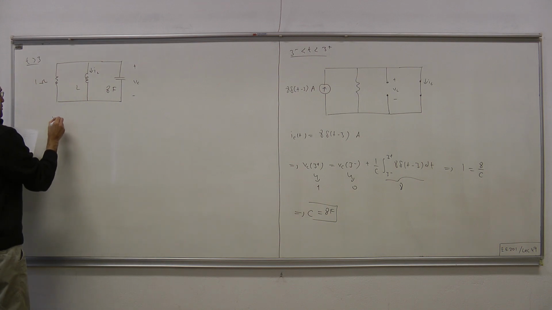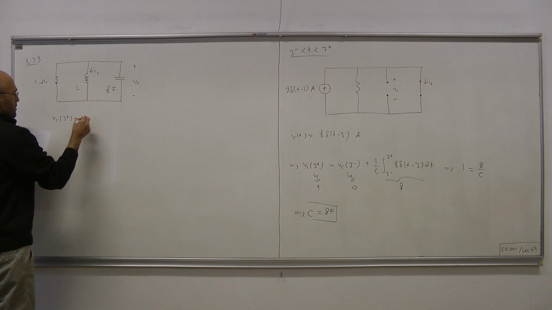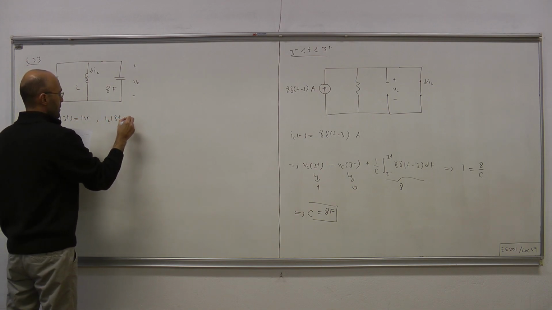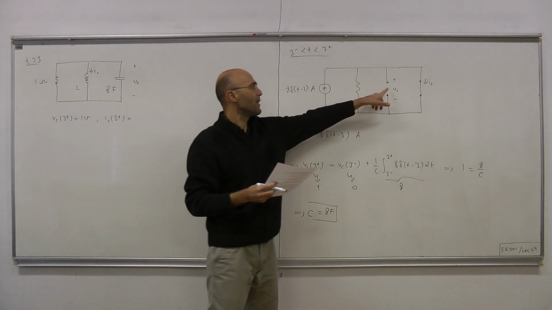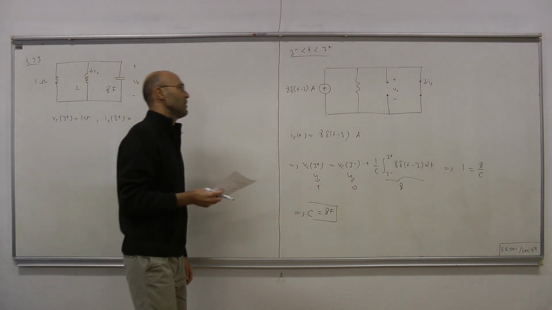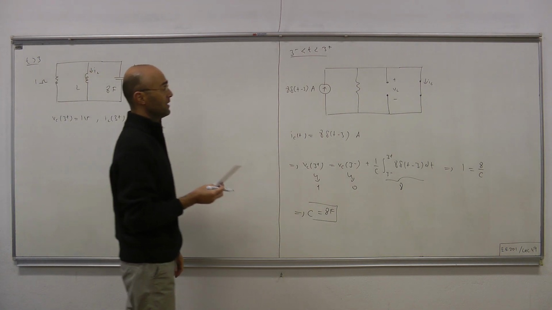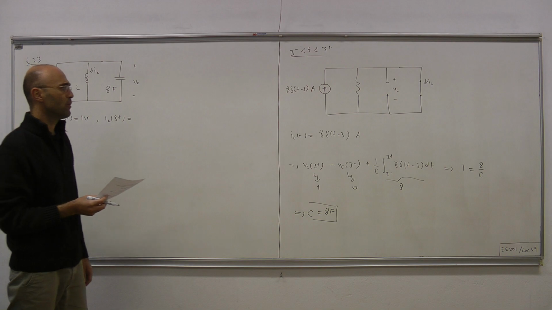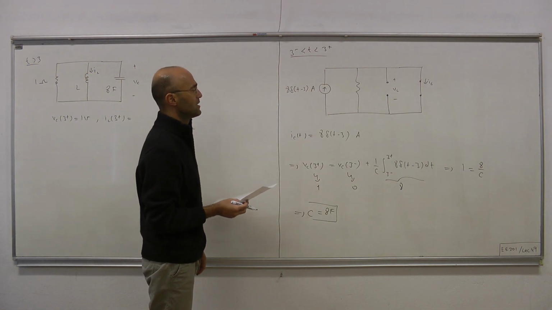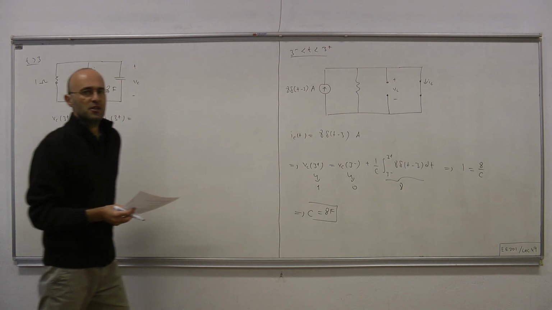How about initial conditions? Vc(3+) is 1 volt and iL(3+) equals, well, we said that the impulsive component of the inductor voltage is 0. Therefore, if you integrate that, you will have nothing for the inductor. That means the inductor experiences no jump.